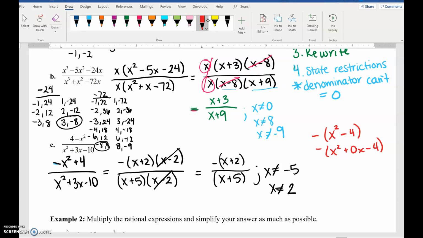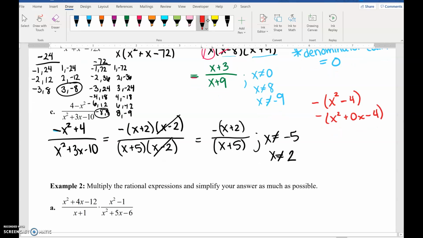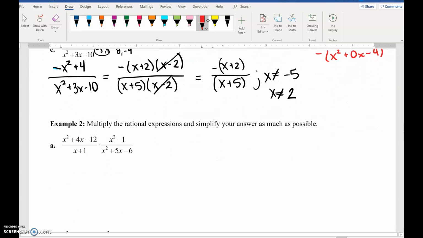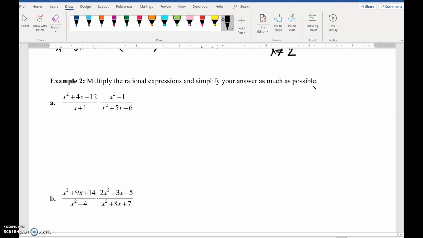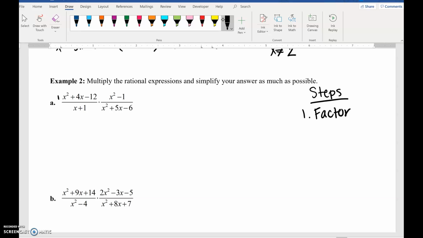So now that we've simplified, we're going to take it a step farther and we're going to actually multiply as well. So the steps are going to be very similar. Step 1, you got it, factor anything that you can factor. So let's start by factoring this top one right here. I'm not going to put a 1 there because it might mix you up with the steps. So we're going to factor this one first right here.